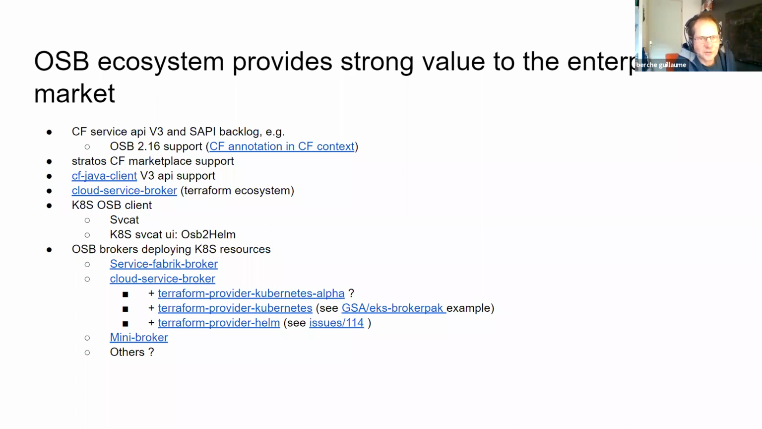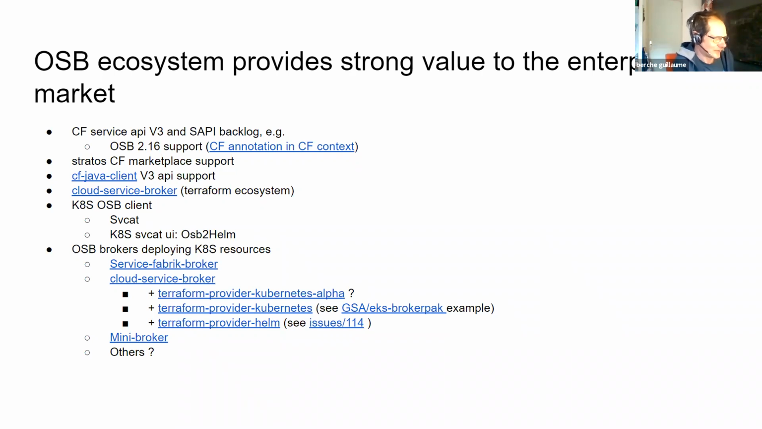So there's ACP Service Fabric Broker, which I do need to test. There's a cloud service broker that looks very promising as well, using Terraform providers. Kubernetes Alpha enables custom resources to be provisioned. It's still alpha, as its name indicates, so we do need to test that.